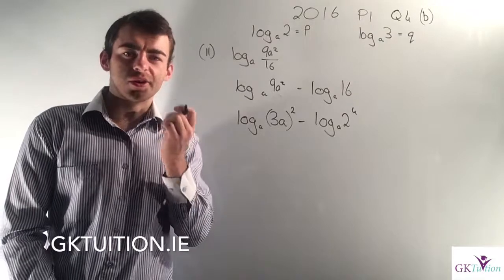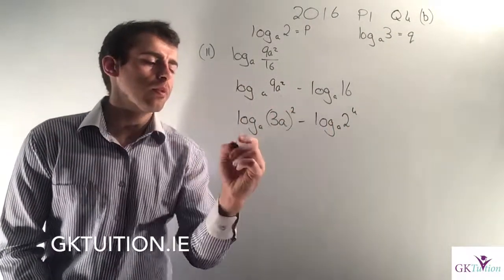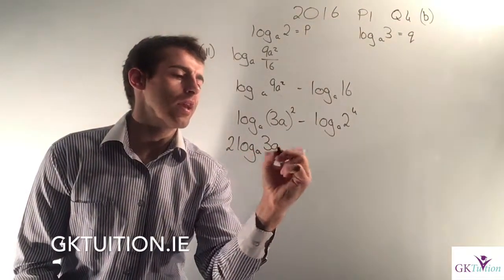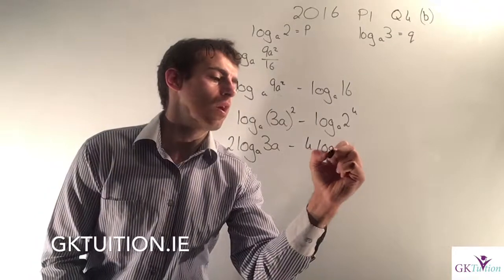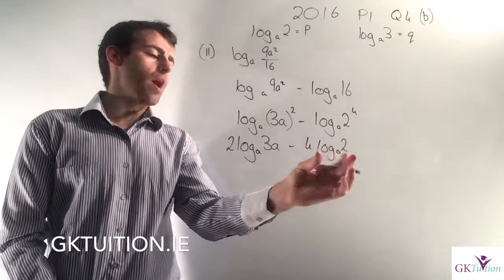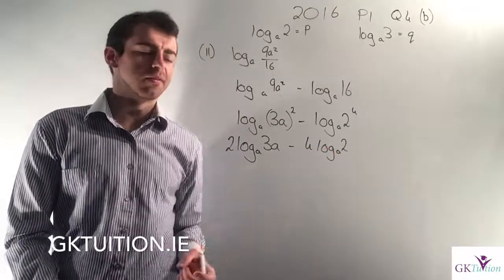And now I can use my third rule of logs to simplify both of these and get rid of my powers. So if I bring the power in front, it becomes 2 times the log of 3a to the base a minus 4 times the log of 2 to the base a. Now you'll notice I'm happy enough with this. The log of 2 to the base a is just p. So I'm going to be able to just sub in for that.